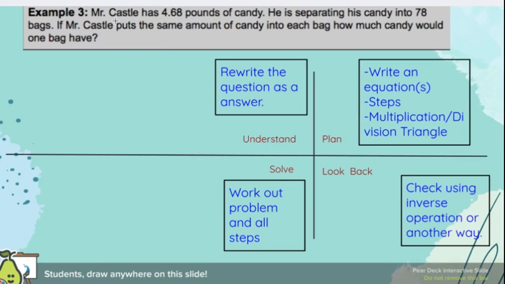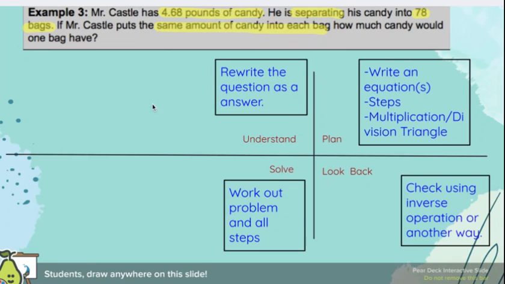Okay, so I'm going to highlight my important information. Remember, if you don't have a highlighter, don't worry about it. Make sure you underline or circle what I am highlighting. So the important thing is that he is separating his candy into 78 bags. If Mr. Castle puts the same amount of candy into each bag, how much would one bag have?